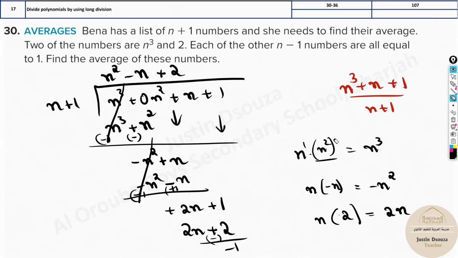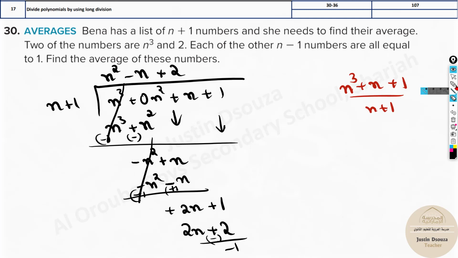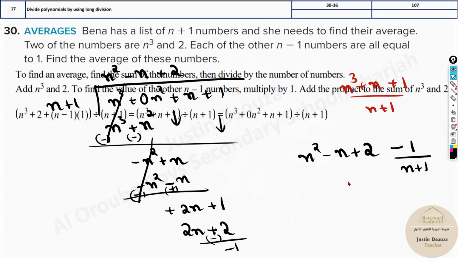I will write how to write this. I'll just erase this part here, and I will write the remainder. It's very important to write the remainder like that only. The answer, the average over here, by long division is n square minus n plus 2. But this remainder is also a part of the answer. So you write minus 1 divided by the divisor n plus 1. Always by the divisor. Whatever the divisor is, whatever the remainder over here, if it's x or 1 or 2, write it over here and divide by the divisor. That's the answer. That's the final answer.